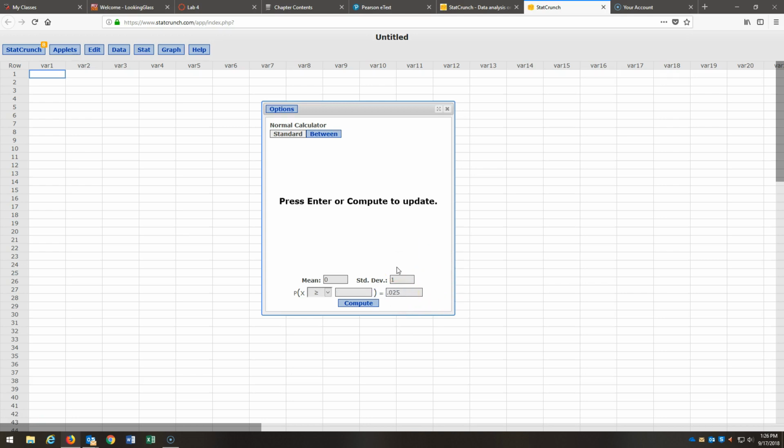For z.025, just type in 0.025 here in the probability box and compute, and we get about 1.96. So that should wrap it up for the Lab 4 demo. Please ask if you have any additional questions.